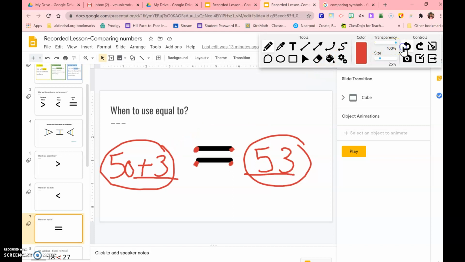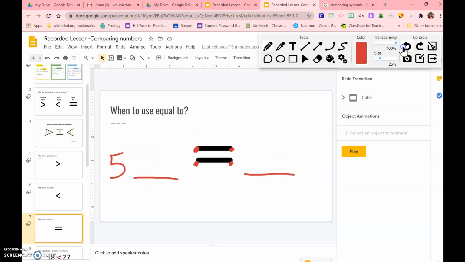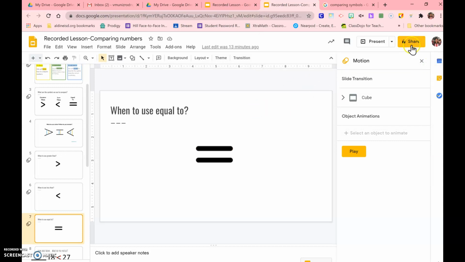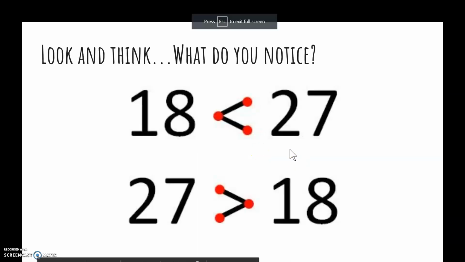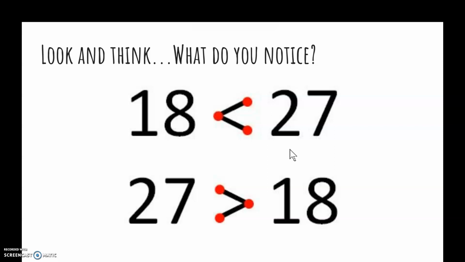Okay? So now we're going to practice a little bit. And this is where you can practice with me or independently. Okay? So I'm going to exit my tools, present again. So we're going to review the dots. I want you to pause after you look and think. What do you notice?